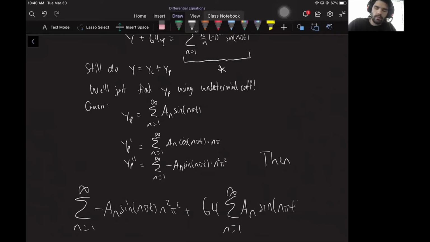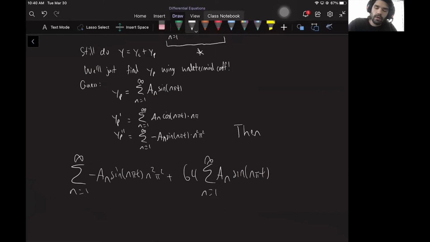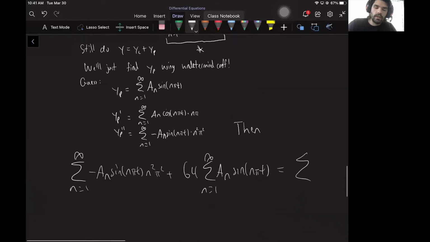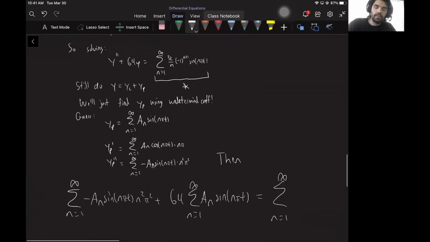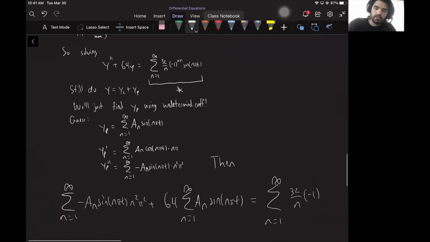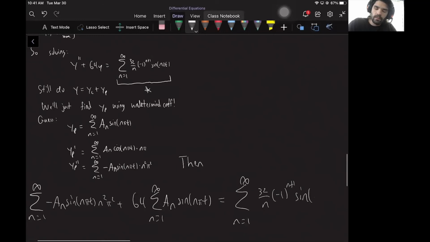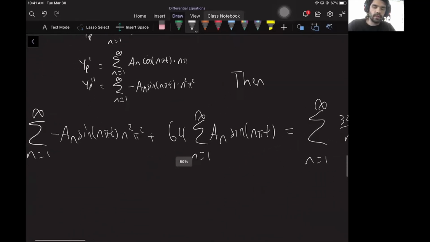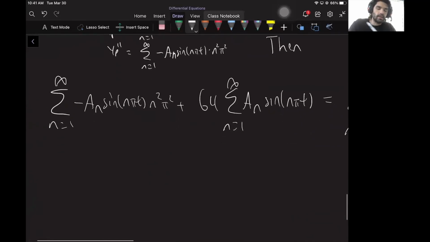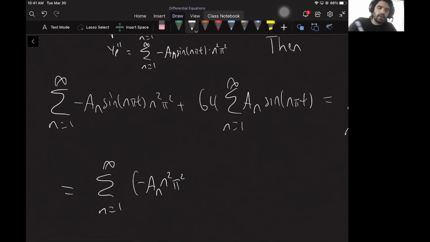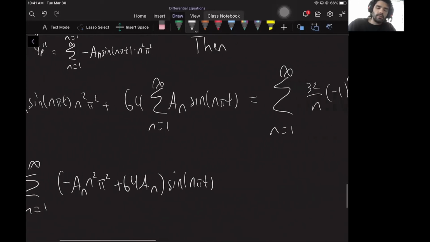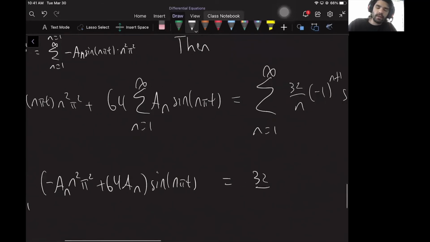It looks pretty complicated, but we know how to combine series into one, so we're going to just do that. And then on the right side is this that we already know is our force function. So all we've got to do is combine the left side, and then we can match coefficients. The left side, they both start at 1, so we can stick them together nice and easy, and then we can factor out the sine of n pi t. So this is going to be negative a_n n squared pi squared plus 64 a_n, times sine of n pi t. And so now we can match the coefficients of the sines.